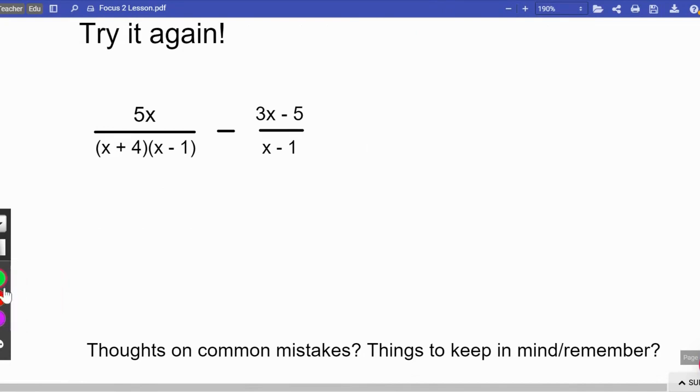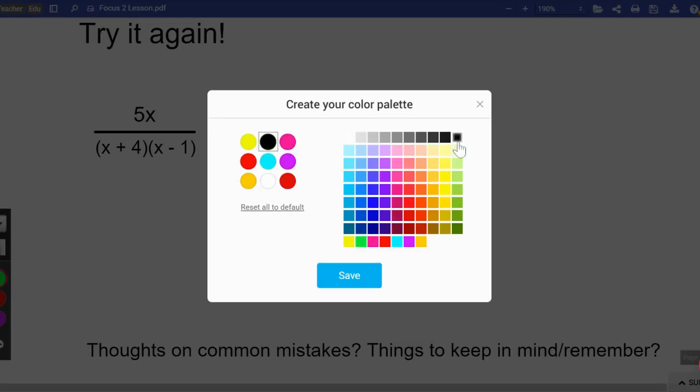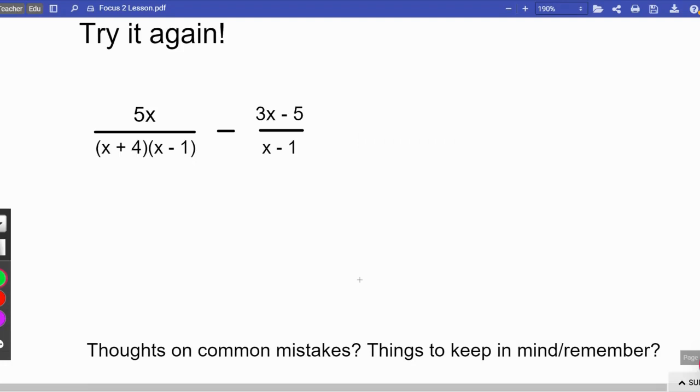Okay, so we'll see that we have the denominators. You see them, x plus 4 and x minus 1. This one has x minus 1. It's not the same. It's going to need something else.